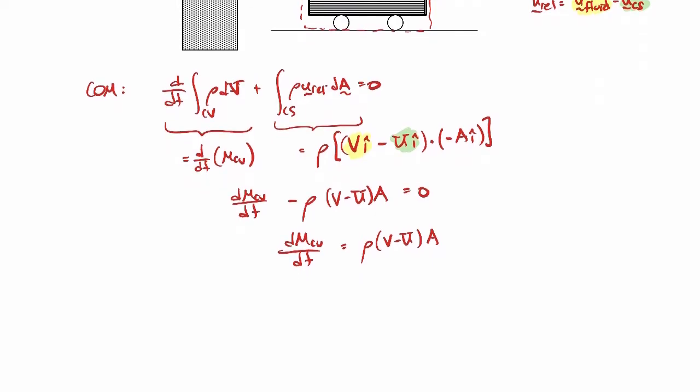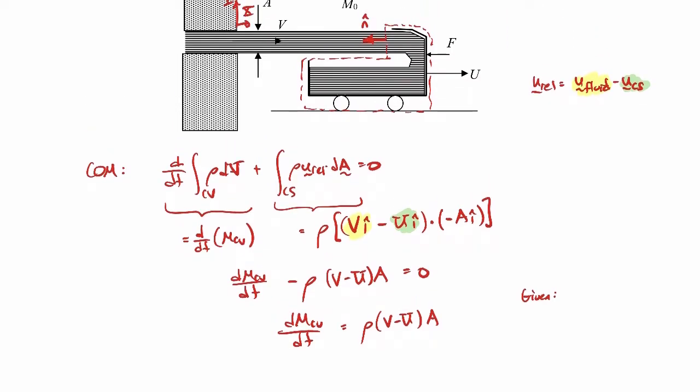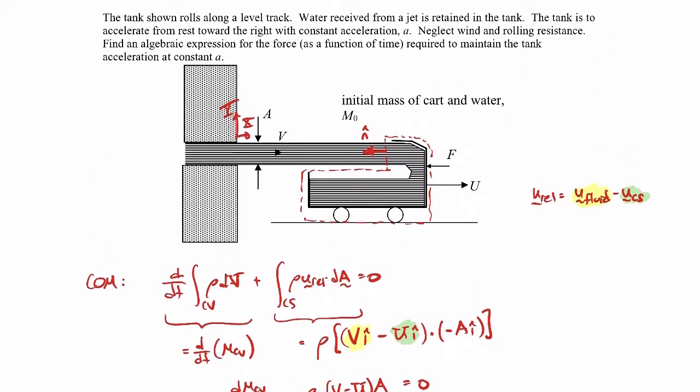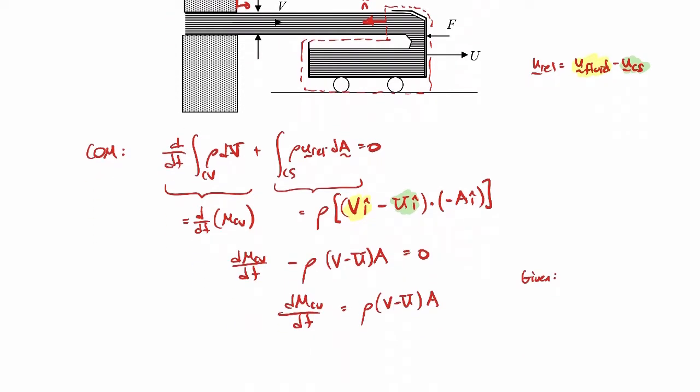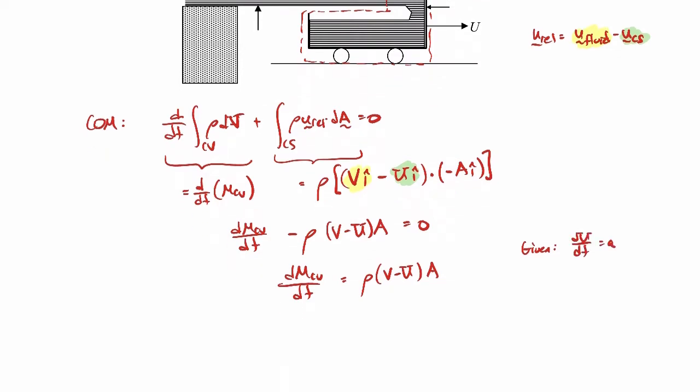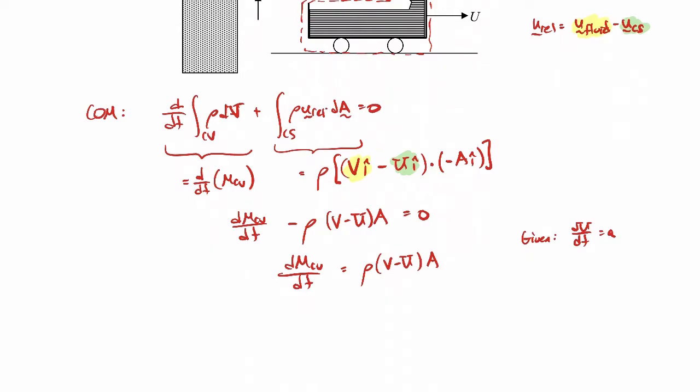We're given that the acceleration of the tank is a constant a. So that means that the time rate of change of the velocity of the cart is just a constant a. So we can determine the velocity of the cart as a function of time. So we can just solve that differential equation. We can integrate both sides, as t goes from 0 to some final t.